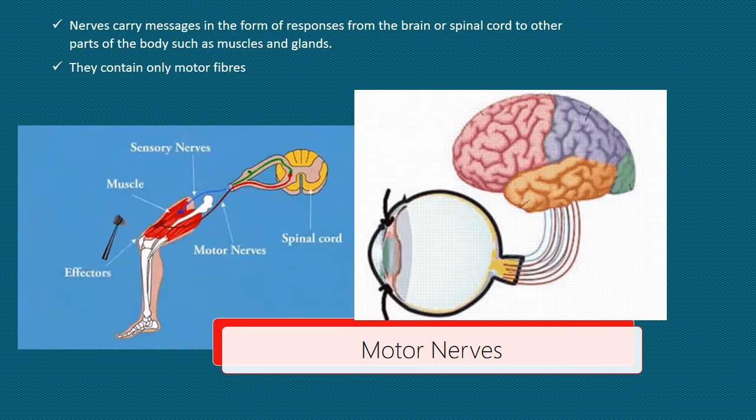Next one, motor nerves. These nerves carry messages in the form of responses from the brain or spinal cord to other parts of the body, such as muscles and glands. They contain only motor fibers. For example, nerves arising from the brain leading to muscles of the eyeballs are motor nerves.